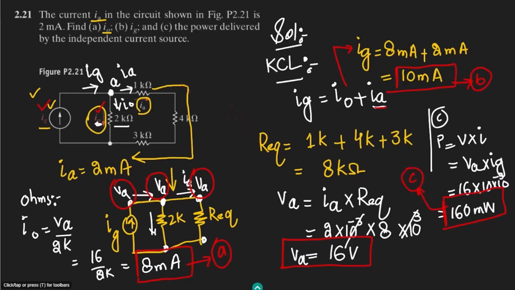So that's it for today, in which we have seen that by employing the concepts of series circuits, by using the KCL, by using Ohm's law, and then applying the concept of the power generated or dissipated by the voltage or current source, we have solved this question.